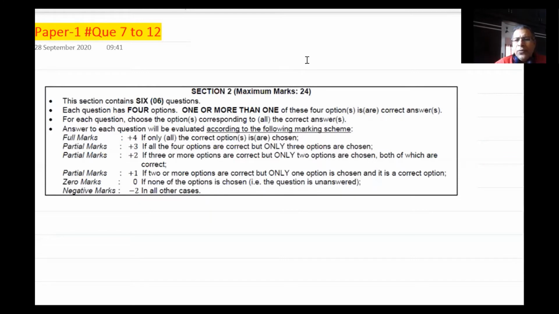If 2 or more options are correct but only one option is chosen, and it is a correct option, you'll get plus 1 mark. If the question is not attempted, you'll get 0 marks, and in all other cases you'll get minus 2 marks. So let's see question number 1 of this section.